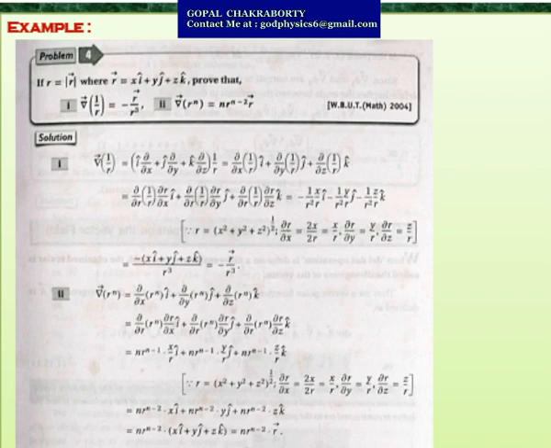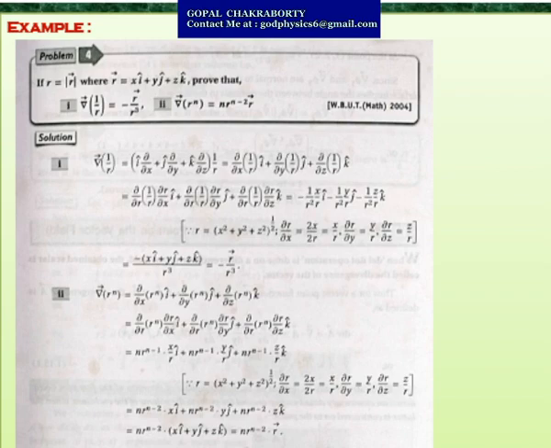Okay. Now the next one, again the same thing. We have substituted the value of r into del of r to the power n: del r to the power n by del r into del r by del x i cap, plus del r to the power n by del r into del r by del y j cap, plus del r to the power n by del r into del r by del z k cap.